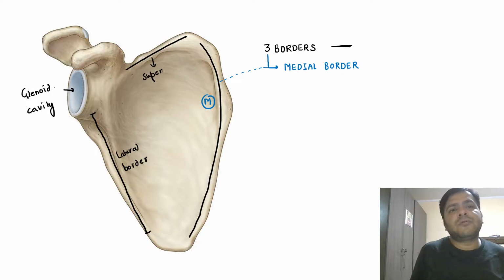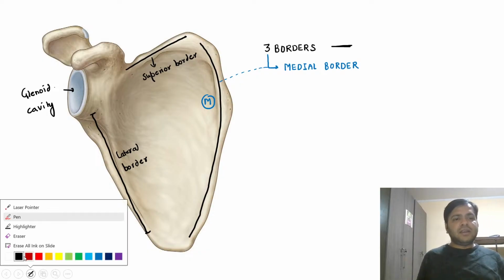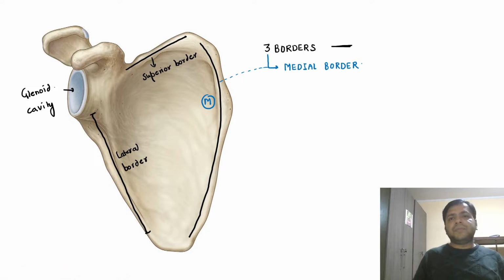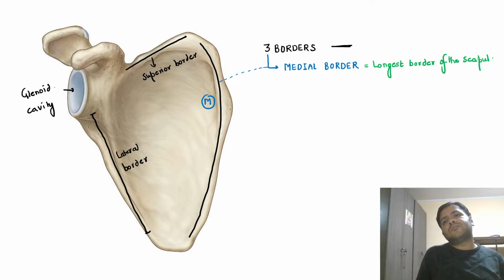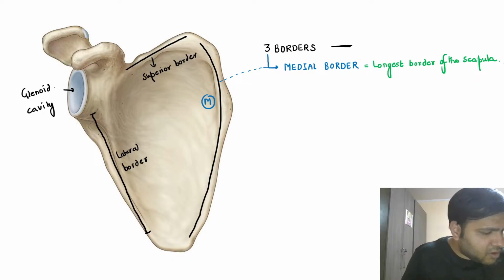Superior border. So we have the medial border, the lateral border, and the superior border of the scapula, right? So remember the medial border is the longest border of the scapula.